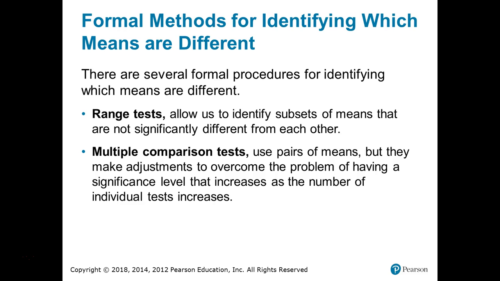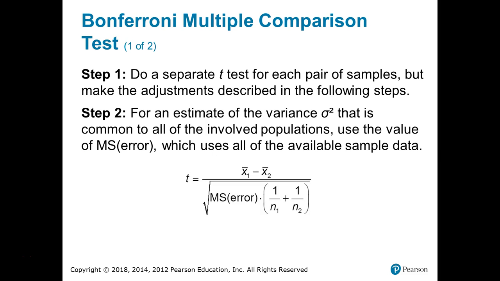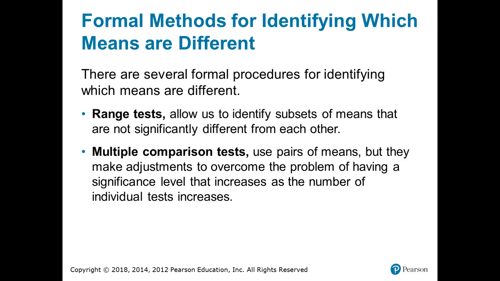Here are the formal methods. So you could do a range test, which allows us to identify subsets of means that are not significantly different from the others. And then multiple comparison tests use pairs of means, and they make adjustments to overcome the problem of having a significance level that increases as the number of individual tests increases. So here is just what we mean by the multiple comparison test over here.